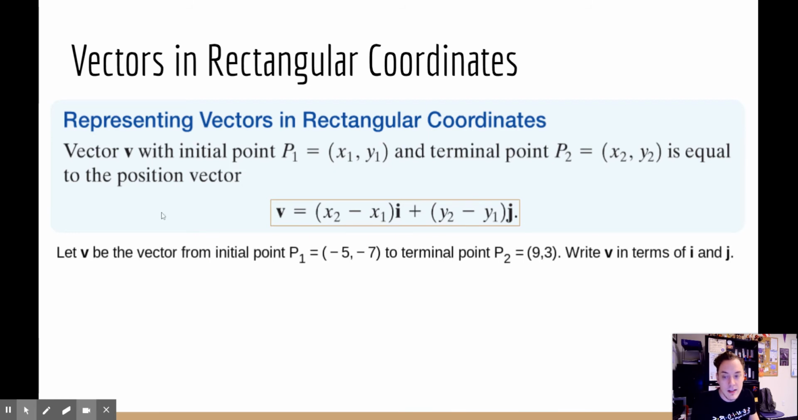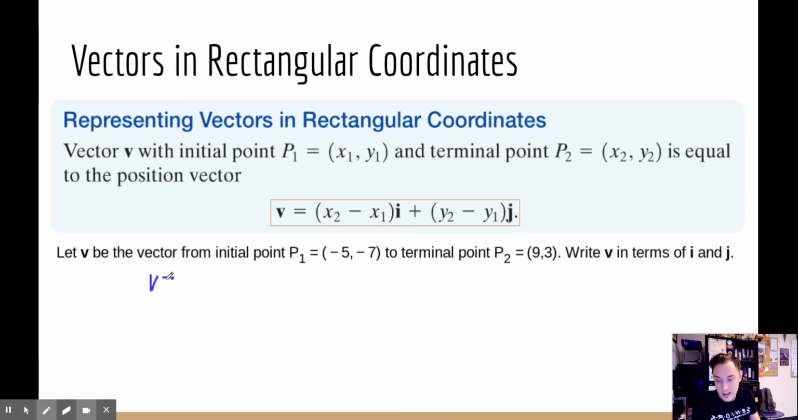So if I am given this vector v with initial point this and a terminal point equal to the position vector this. Okay, so this is equal to that. And so when I have 2 points, it's very, very similar. It almost looks like a distance formula in a sense because of x2 minus x1, kind of like slope and stuff like that. And they are very, very similar in that way. So let's see what's happening here.